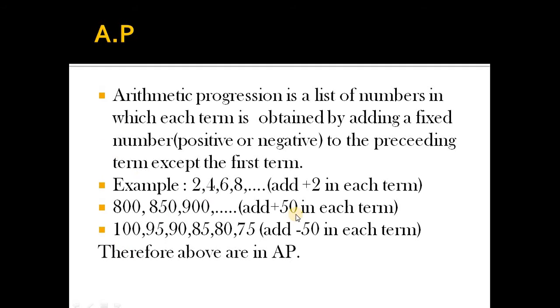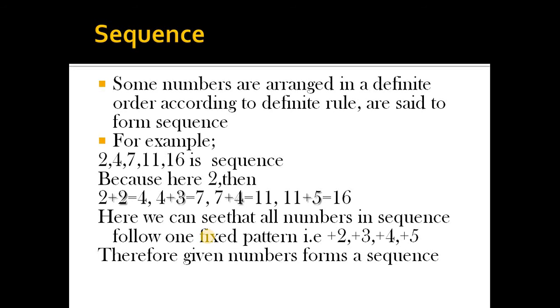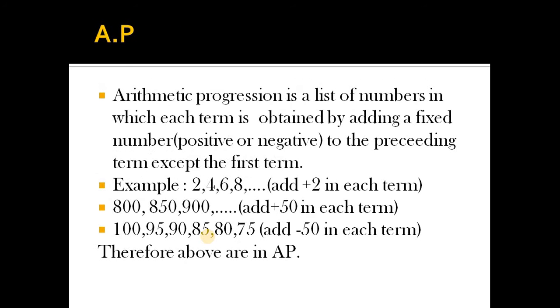So here we can see each number is fixed, like plus 2 for the whole sequence, plus 50 for the whole sequence, minus 5 for the whole sequence. So the common number that is added or subtracted does not change. Therefore the above are in AP. So here we have clearly seen the difference between sequence and AP.